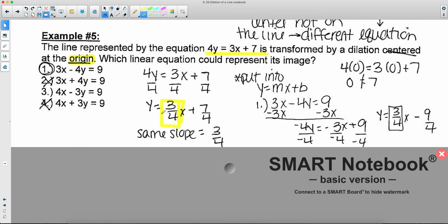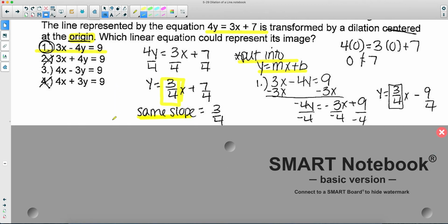That wouldn't be good. This slope over here would give you a +4/3. We need 3/4. So basically you need to put them in y equals mx plus b form and just look for the slope that's 3/4. We don't have to worry about the y-intercept necessarily because they didn't give us information in terms of what the scale factor was. So that's how we know it has to be choice 1.